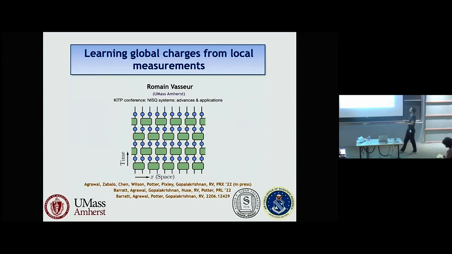So today I want to tell you about a story I've been pretty excited about for the past year or so, which has to do with the new class of measurement-induced phase transition that we call charge sharpening transition, and which in turn has to do with learning something pretty simple, not entanglement, but global charges.